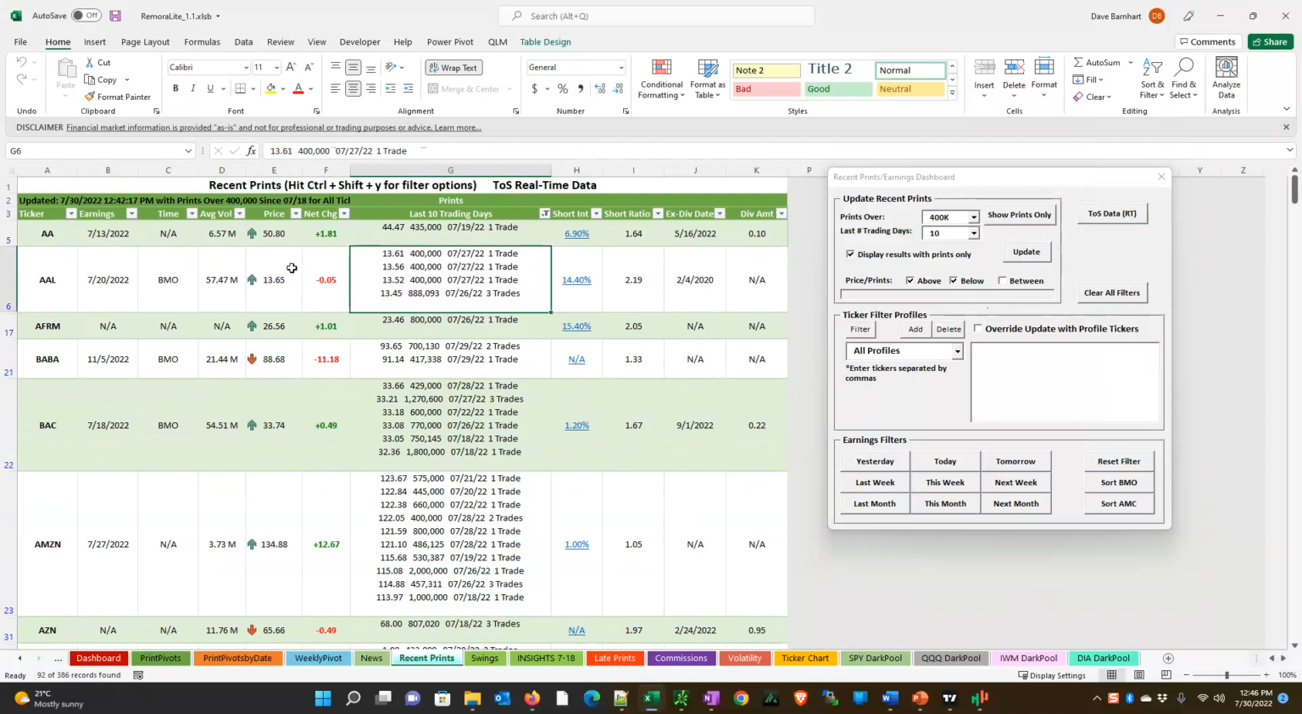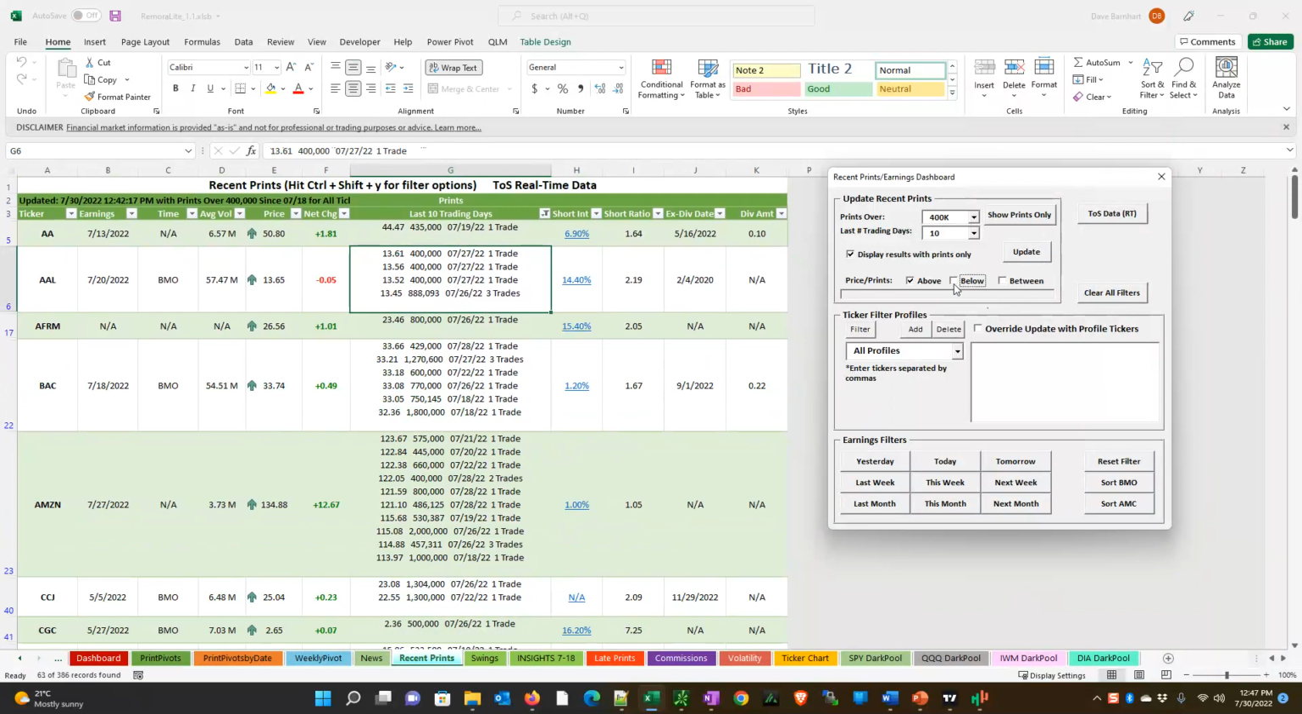So now we have some that are green and up on the day. These are all of the, oh, that's above and below. Okay, let's just look for longs. I'm going to untick below, and so now we have just the above. So now there's 63 possible longs where we're above all of the prints in the last 2 weeks. So now you can start looking at your charts. If you were interested in Alcoa, you might want to do that.